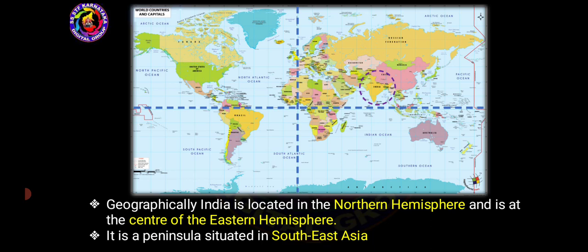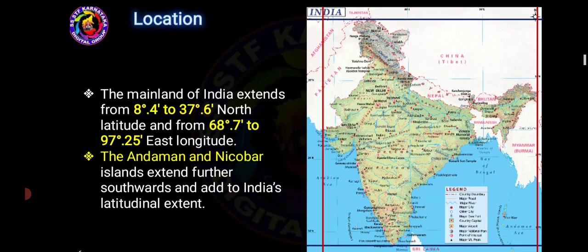You know that the Bay of Bengal is towards the east of India, the Arabian Sea towards the west, and the Indian Ocean towards the south. And towards the north, what is there? We find different countries, that is land boundaries.